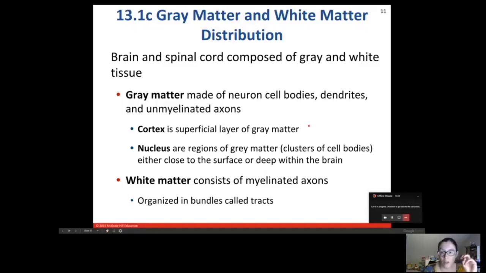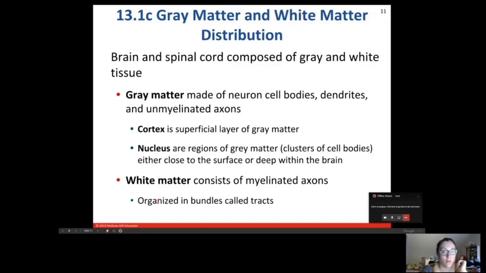So the brain and the spinal cord are both going to be composed of 2 different types of matter called white matter and gray matter. And gray matter is going to be made mostly of neuron cell bodies and dendrites and some unmyelinated axons. So it looks gray because there's no myelin. The cortex is the superficial region of gray matter in the cerebrum. So like the cerebral cortex, that's the outer layer. Any nuclei or nucleuses are regions of gray matter that are deeper within the brain. And so a nucleus is kind of like a group of cell bodies within the central nervous system.